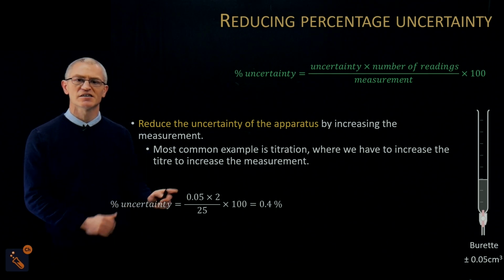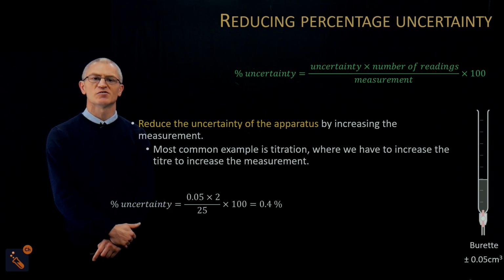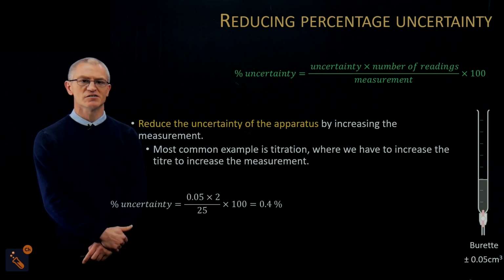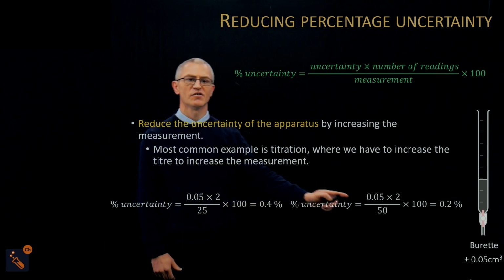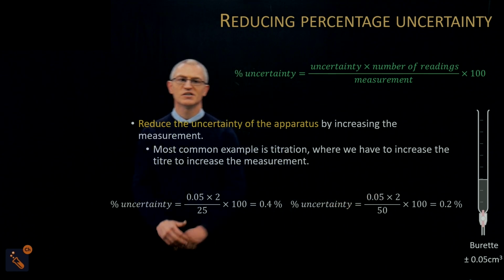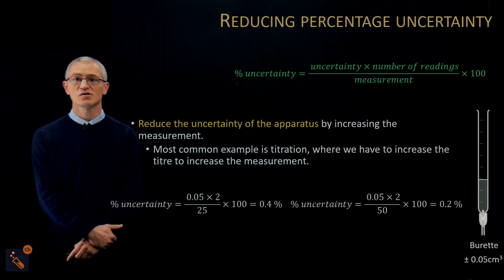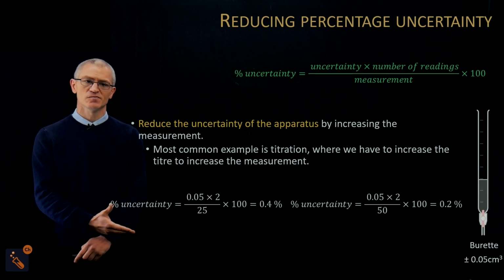So if we take an example of the titer being 25, remember there's 2 readings, so we have a 2 there. We get a 0.4% percentage uncertainty. But if we double the size, so we have 50, double the volume of the titer, notice our percentage uncertainty goes down to 0.2. So if we change the volume of the titer, we can change the uncertainty.